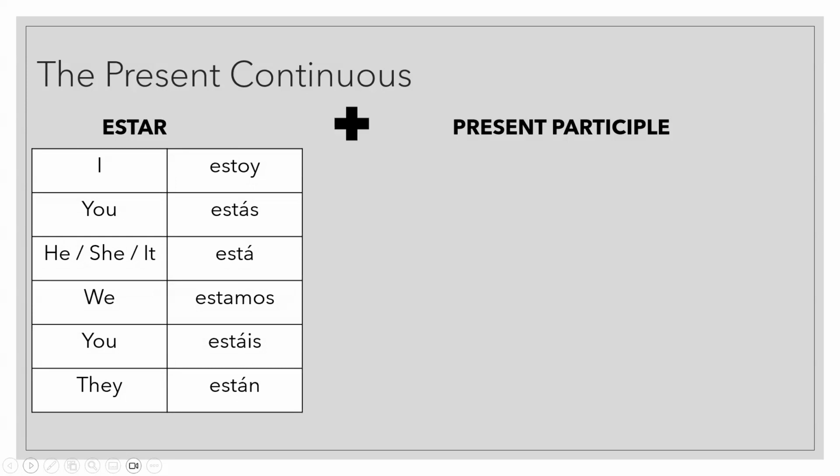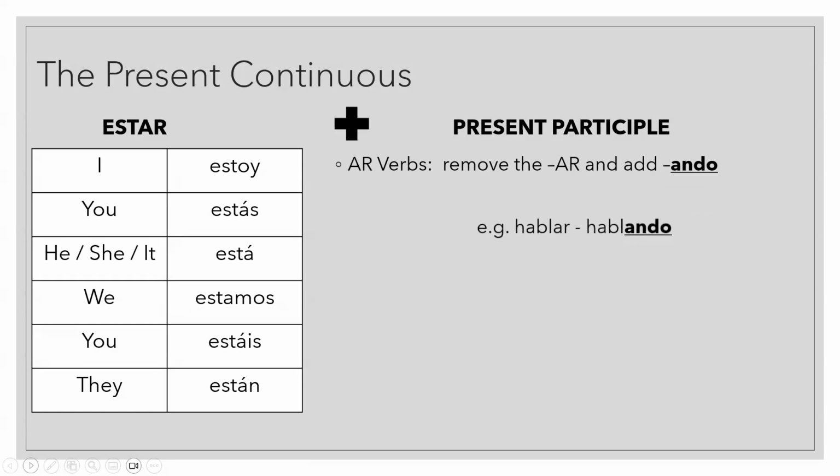So how do we form the present participle? Whatever the action is that you are doing, there are a couple of short steps to get your present participle. If the verb belongs to the AR verb group, you remove the AR ending and replace it with ANDO. For example, hablar will become hablando. I am talking. Estoy hablando. We are talking. Estamos hablando.